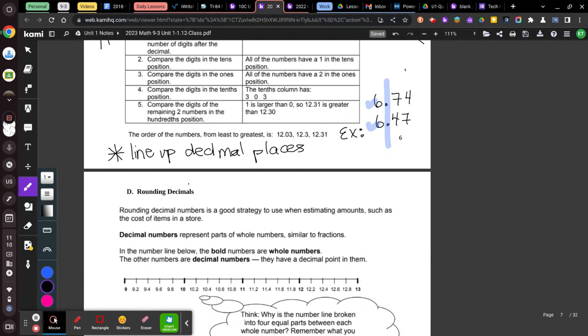Whichever number is bigger, this number is bigger than 4. He's bigger than the 4 right here. So since he's bigger than the number right below him, this number is the bigger number. That's how you can tell. But you need to line up the decimal places, and that will help you.